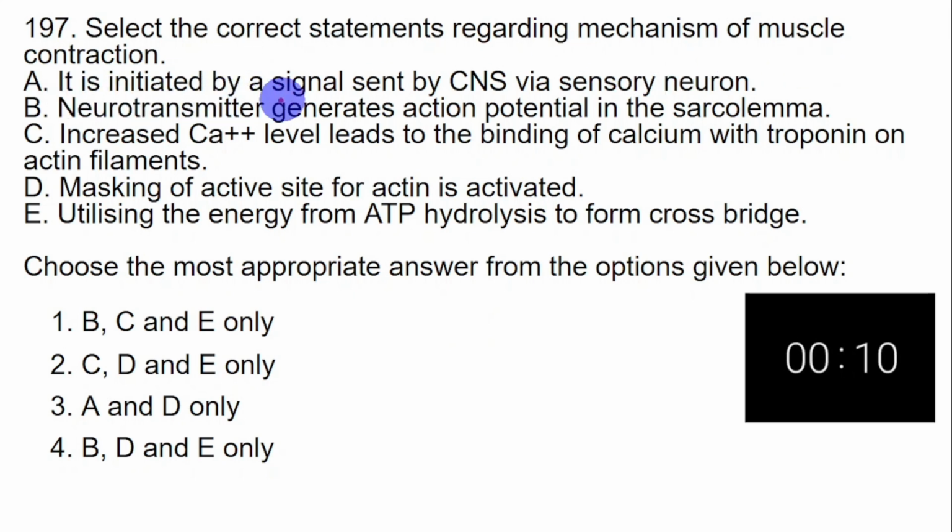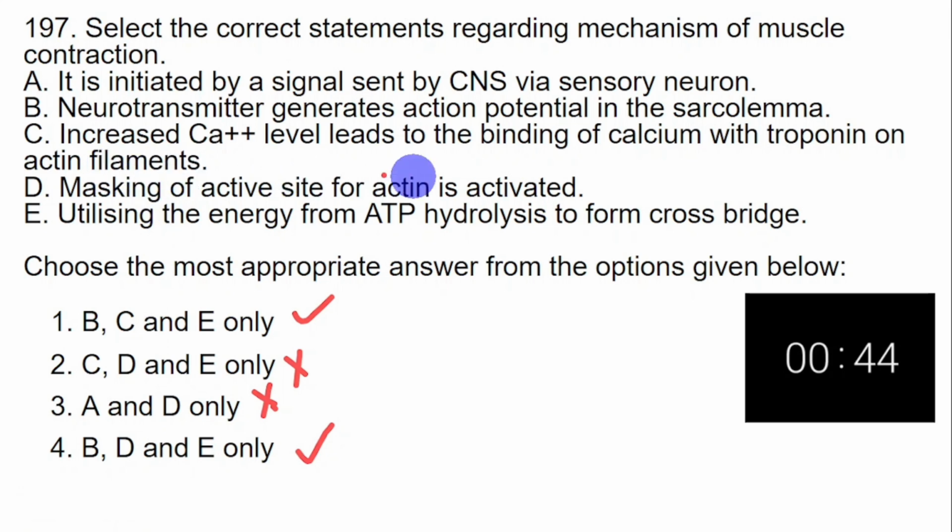It is initiated by a signal sent by CNS, correct, via sensory neuron. Sensory neuron is incorrect, so strike out A. A is incorrect. Then neurotransmitter generates action potential in the sarcolemma. Correct. B is correct. So these two will be the answer. Rule this thing out. Now E is common in both option 1 and 4, so we have to rule out C and D.